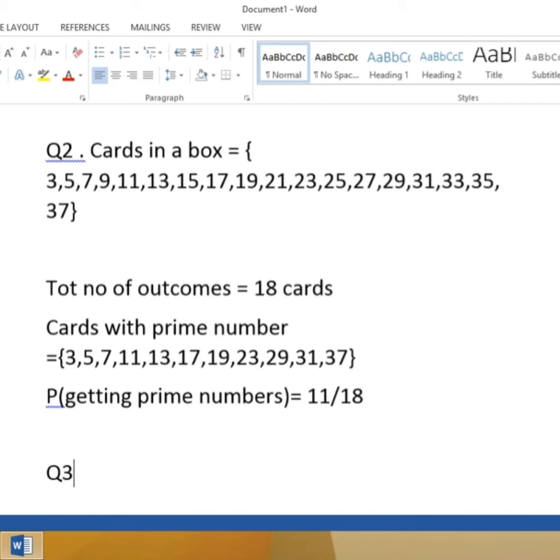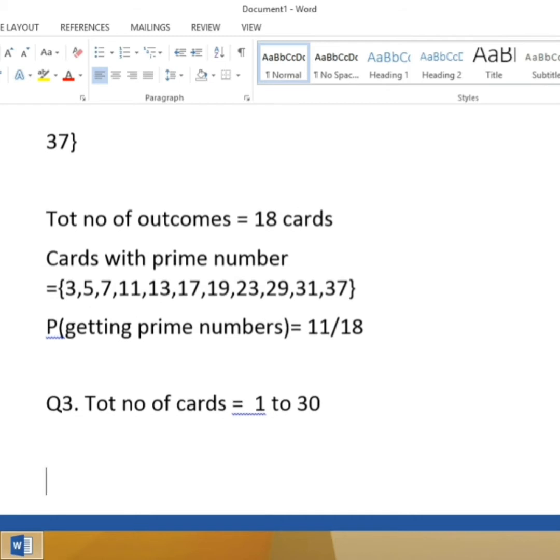Next, question number 3. The total number of cards is 1 to 30. So that's going to make a count of 30. Total outcomes equal to 30.